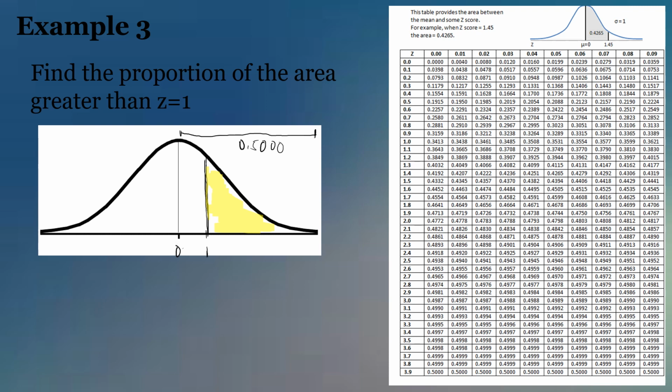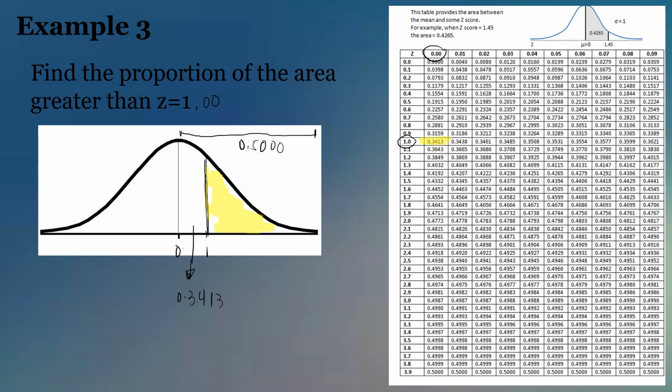1. Okay, so si z is equal to 1, kailangan naka 3 digit siya. So, 1.00. Okay, so yung first 2 digit niya is 1.0. Then yung last digit niya, yung third digit is 0 din. Okay, so ito. So, yung kanilang intersection ay 0.3413. Okay, so yung area ni 1, ito daw, yung area dito is 0.3413. Pero yung hinahanap natin, itong nasa kabila.